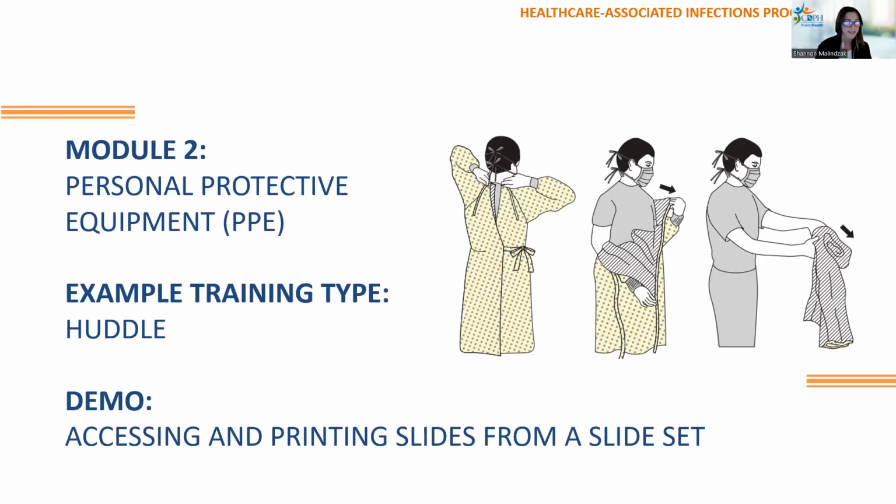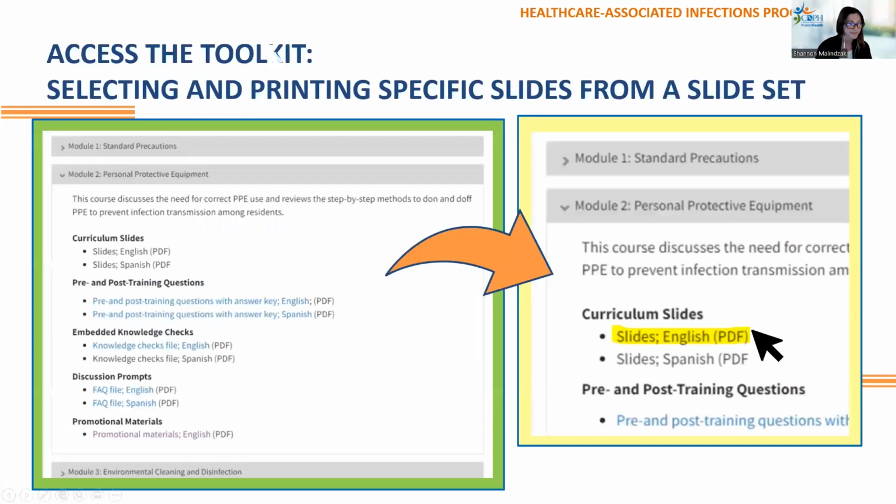We'll start by selecting specific slides from the slide set. We know we want to pull several slides from the Module 2 PPE slide set. Say we've already previewed the PPE curricula slides on our own, and we know we want to use slides 10 and 11 to review the proper PPE donning and doffing processes with staff, as well as slides 16 and 17, which include a knowledge check to gauge your staff's IPC understanding on this topic.